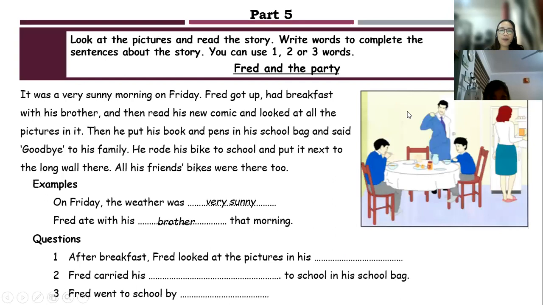Okay, part 5, look at the pictures and read the story. Write the words to complete the sentences about the story. You can use 1, 2, or 3 words. Go, baby. Read it first, Anna, and then try to answer it.